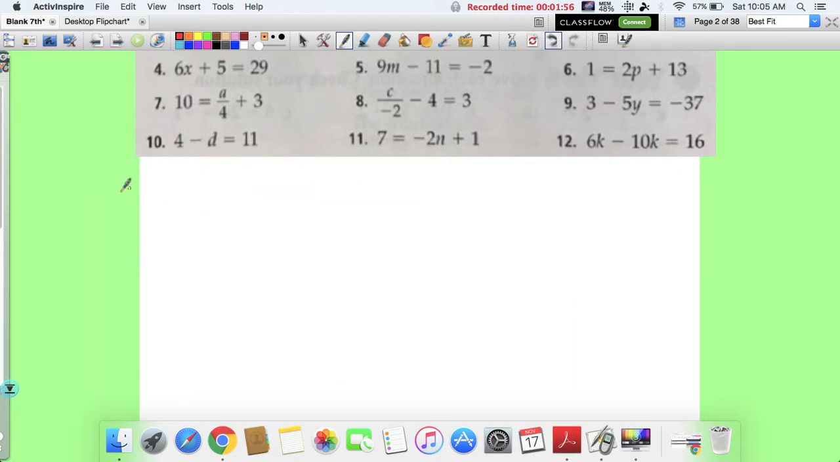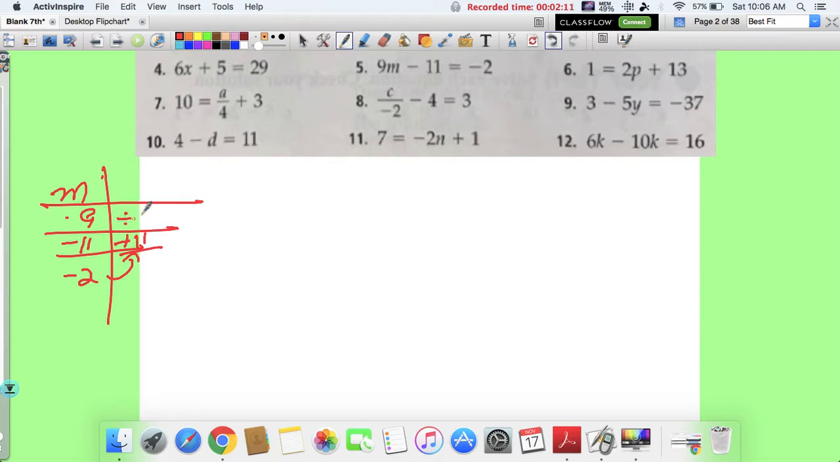Number 5, it's, again, a variable, in this case m, multiplied by 9, minus 11. That's going to give us negative 2. If I do the inverse of each of the steps, I do plus 11, and then I'm going to divide by 9. Negative 2 plus 11 is 9, and 9 divided by 9 is 1. So let's see if that really happens.